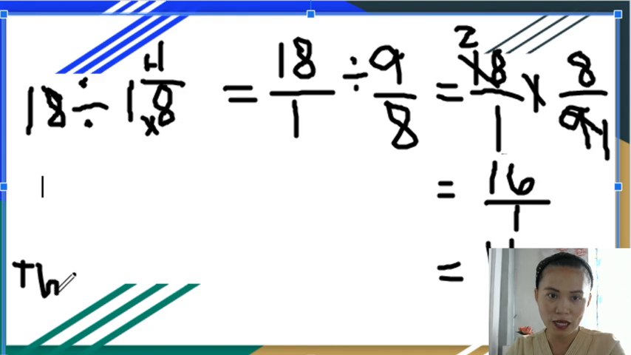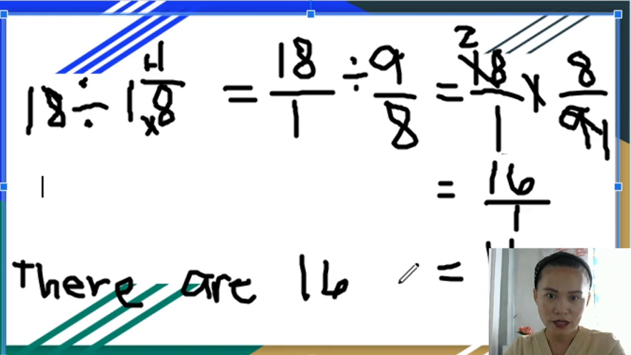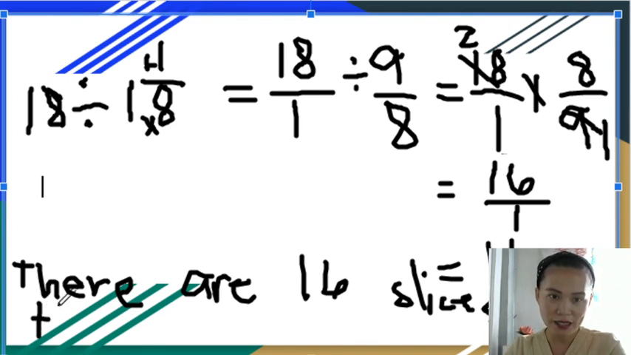Okay? So, i-rewrite natin ito. There are 16 slices. So, there are 16 slices that can be cut.